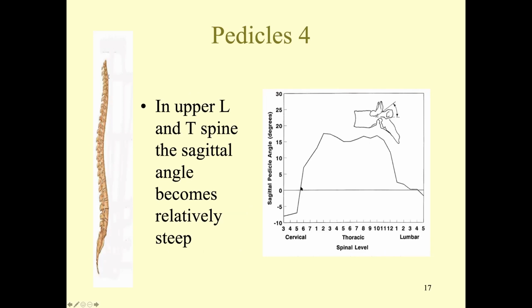While in the thoracic spine, you have almost 15 to 16 degrees, so the screw has to be directed downwards because the pedicle is pointing downwards. And in the lumbar spine, again, it decreases. And in the last lumbar vertebra or the sacrum, sometimes it can be negative. So remember the vertical angle at which your screw is going.